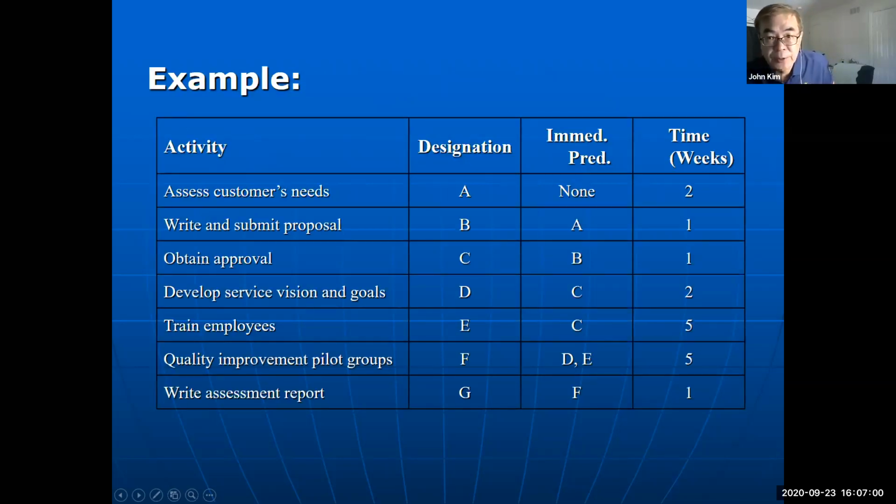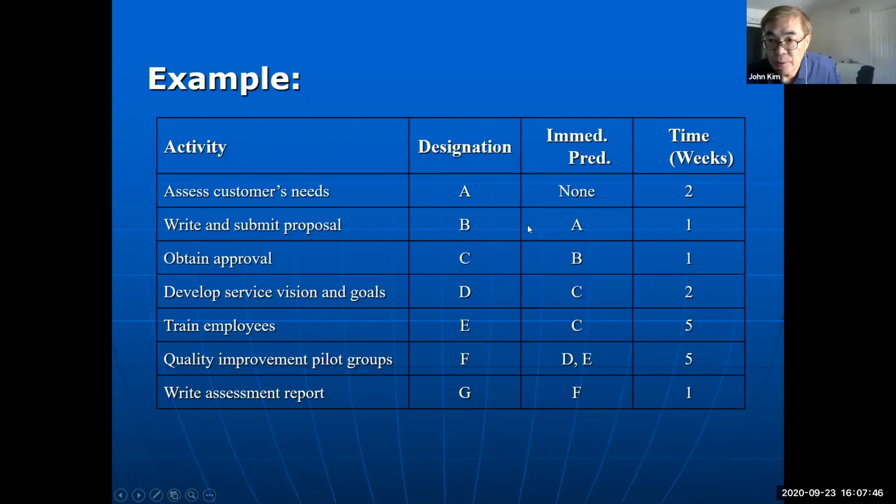Here, example of the project. There are 7 activities in this project, and then denote each activity as A, B, C, D, E, F, G activities. And then this column, immediate predecessor. That means this activity A doesn't have immediate predecessor. That means activity A is starting point of this project.